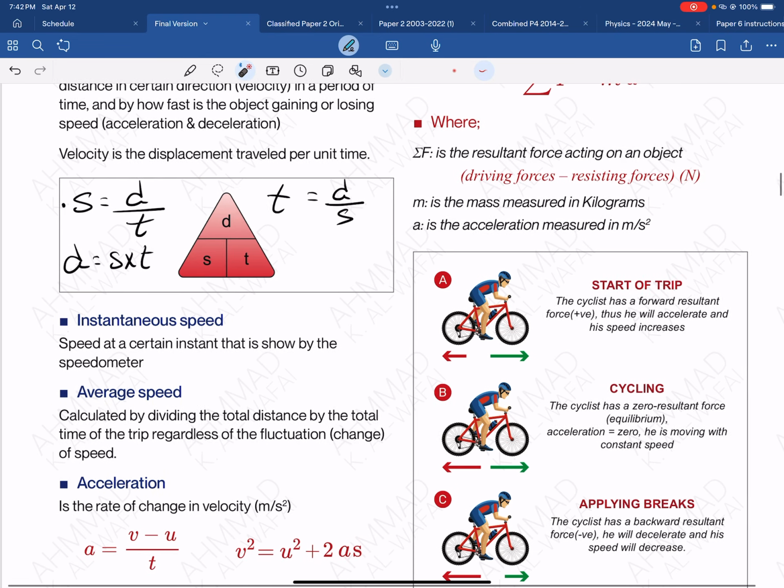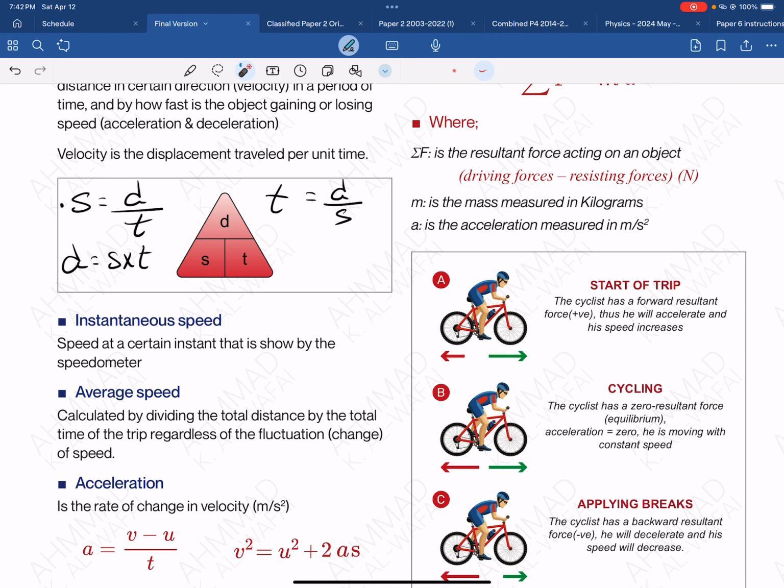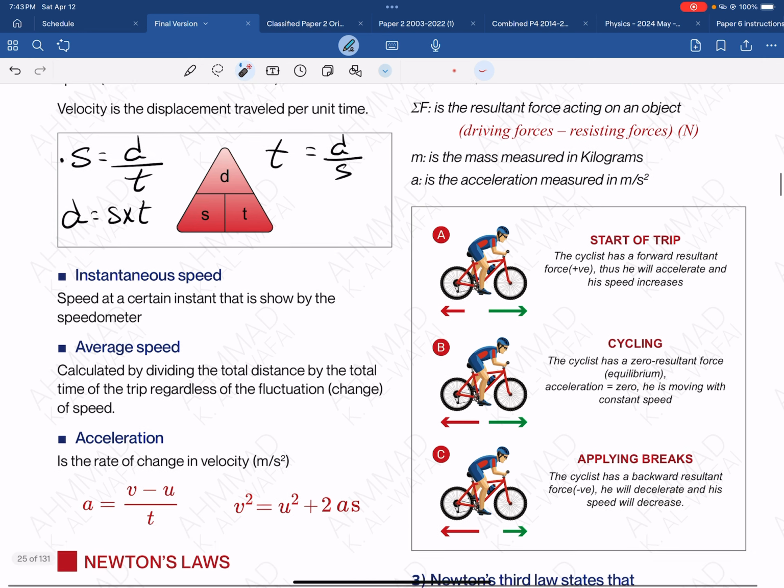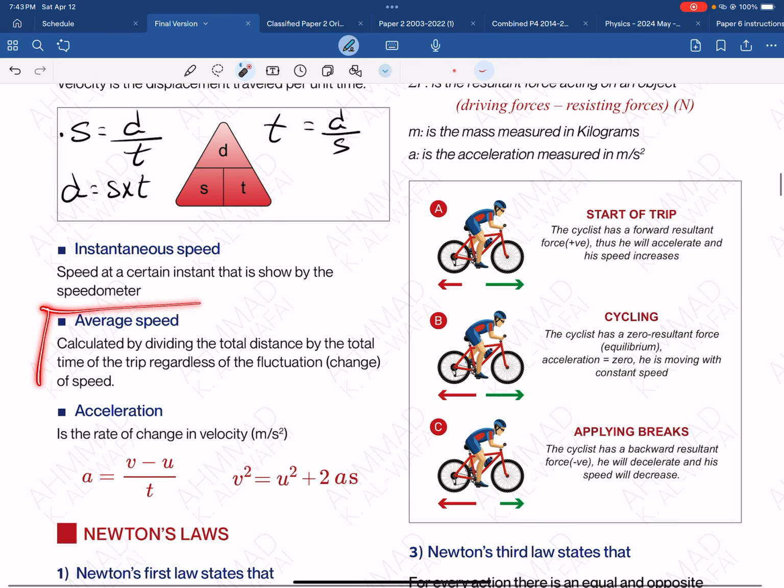So first of all, let's learn what is instantaneous speed. Instantaneous speed is a speed at a certain instant, which you can see when you drive in a car that shows on the speedometer, okay? And then you've got something called average speed. Now, average speed is different.